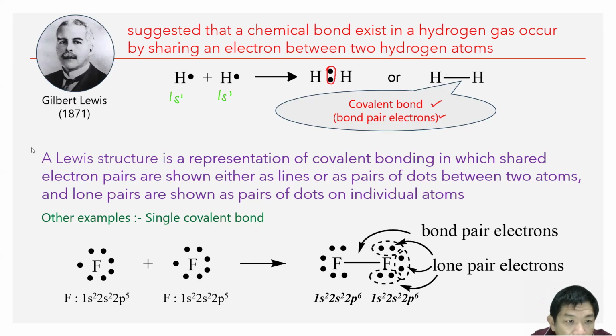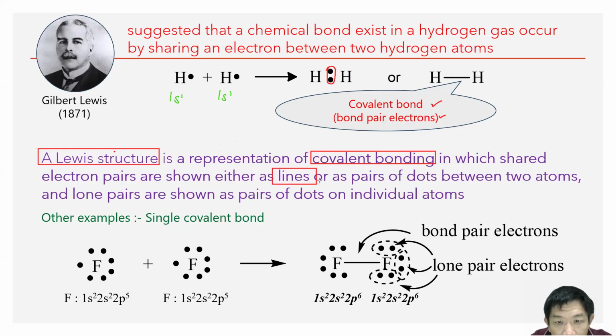Okay, so we can use a Lewis structure to represent the covalent bonding, in which the shared electrons are shown either as a line or as a pair of dots between the two atoms, and the lone pair electrons are shown as pairs of dots on individual atoms.